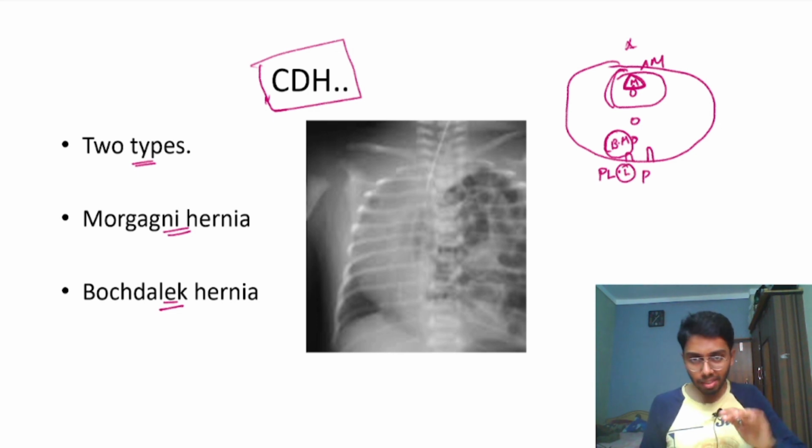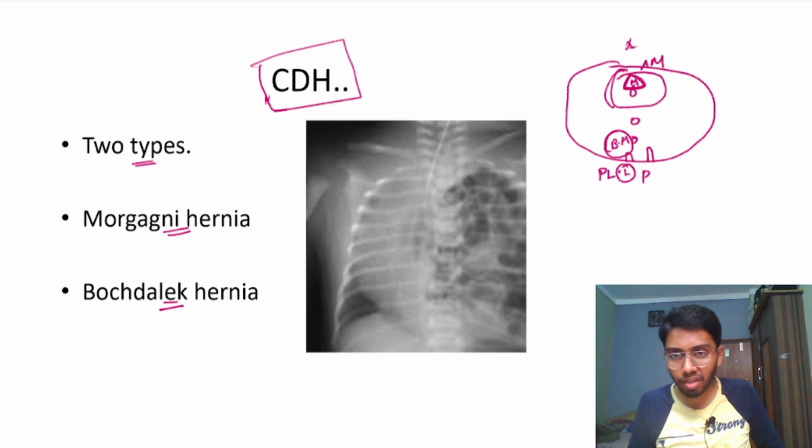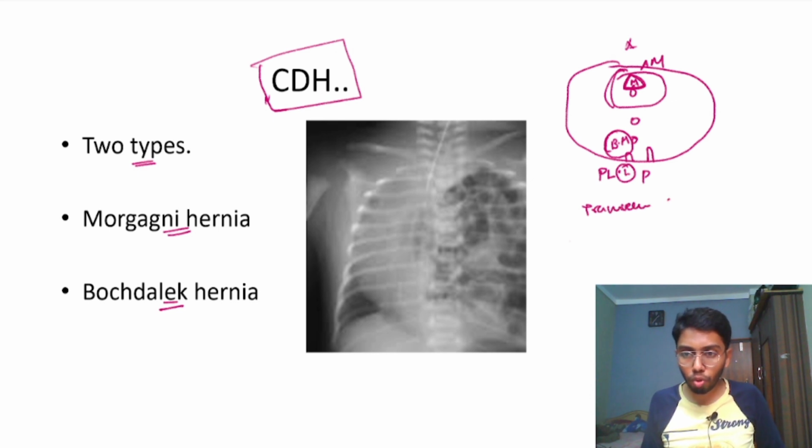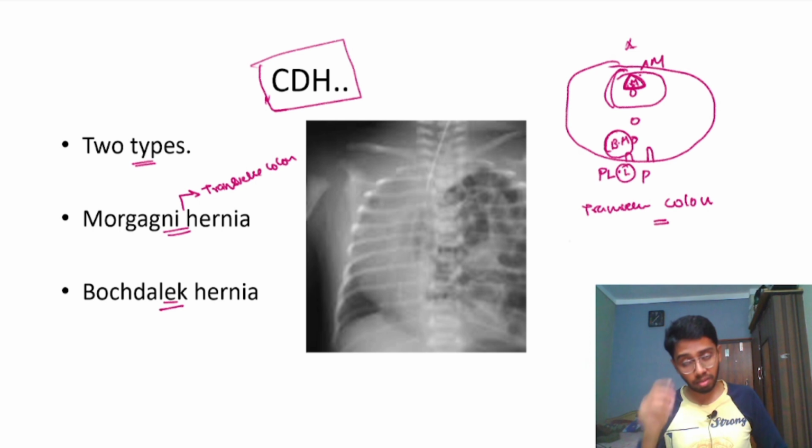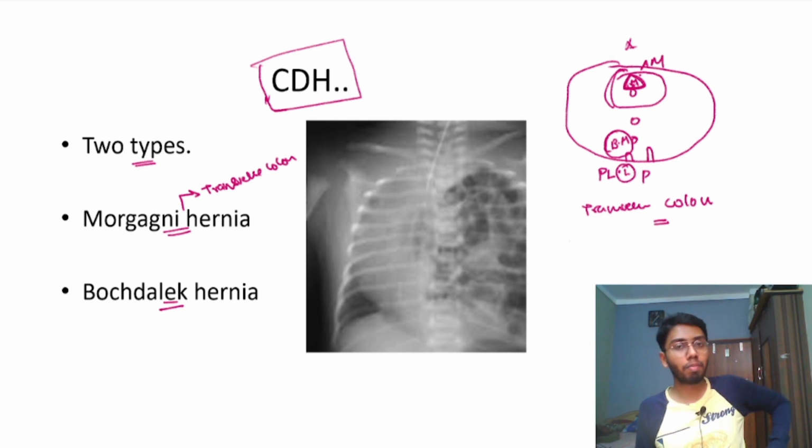Fine. So just imagine what will be on the anterior part of the abdomen. You will have the transverse colon, right? So 99% of the time, the content of Morgagni hernia is the transverse colon. Do you understand? Because hernia of Morgagni is on the anterior aspect, and just below it you have the transverse colon, which moves up. That is why the transverse colon is the content. This is a NEET question. Bochdalek hernia, on the left side, just imagine what structures are there.